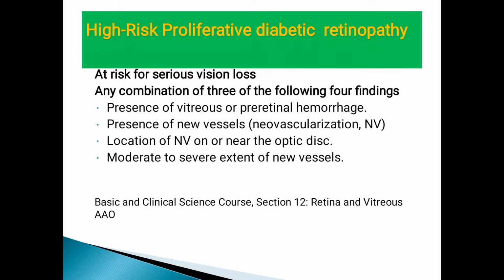High risk PDR means the patient may lose vision anytime. If three of the following four factors are present, then it is called high risk PDR, at risk of causing serious vision loss: presence of vitreous or pre-retinal hemorrhages, presence of new vessels, location of new vessels near the optic disc, and moderate to severe extent of new vessels.